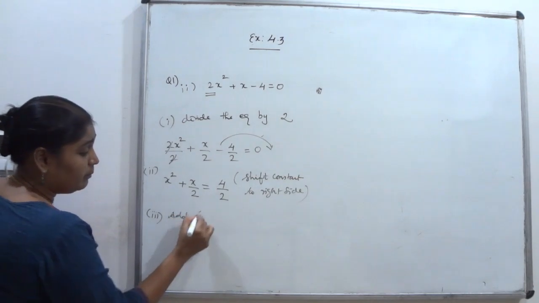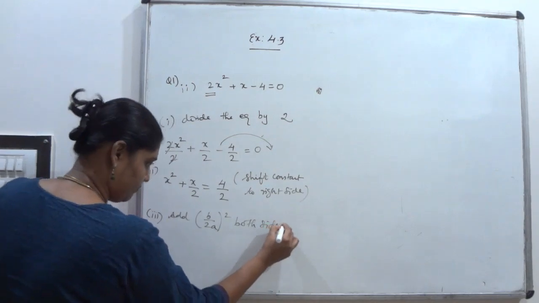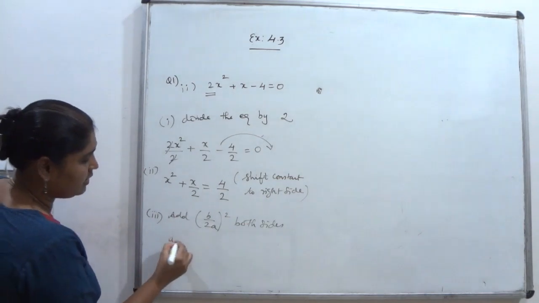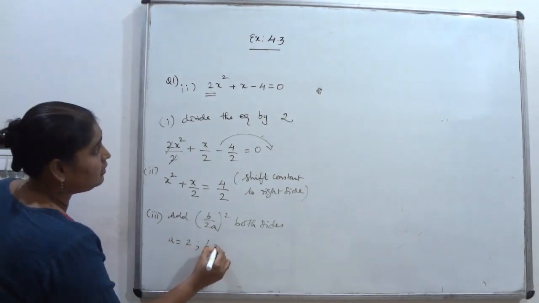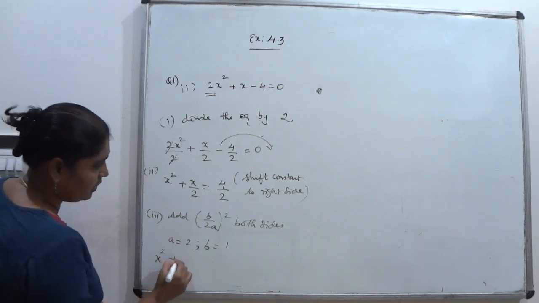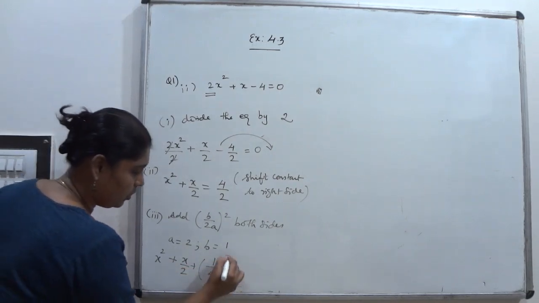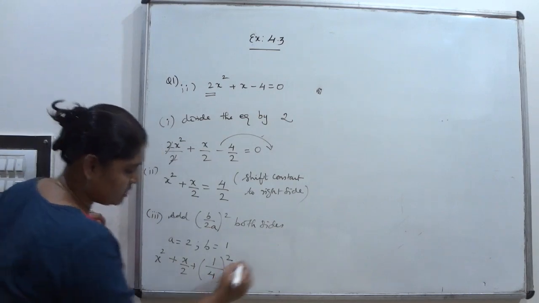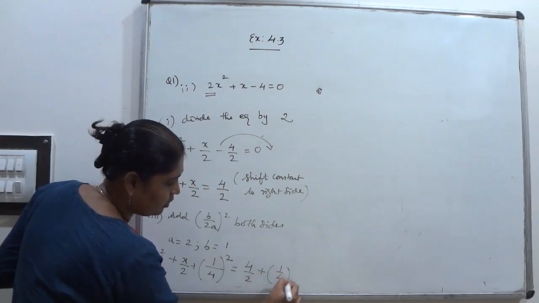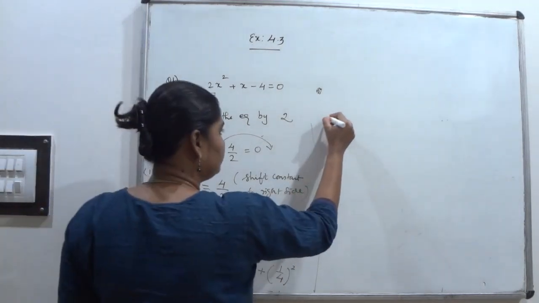Third part, what do you have to do? Add b upon 2a the whole square both sides. Add, what is the a value here? 2. What is the b value here? 1. So add up b upon 2a the whole square both the sides. B upon 2a, that is 4, the whole square. Add up both the sides. So that you will get 4 by 2 plus 1 by 4 the whole square.